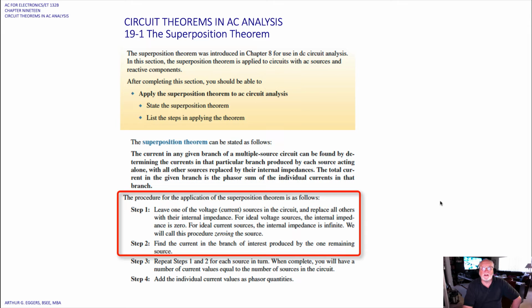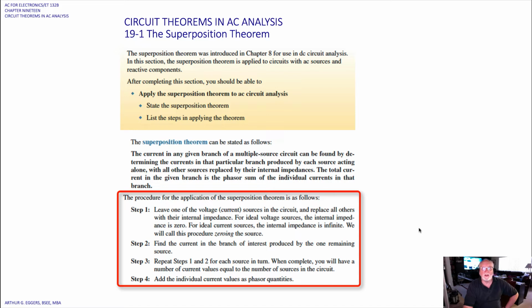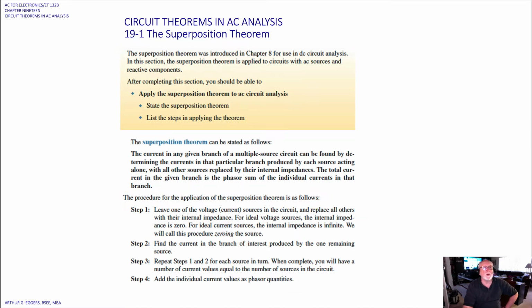Find the current in the branch of interest produced by the one remaining source. Repeat steps 1 and 2 for each of the sources in turn. When complete, you will have a number of current values equal to the number of sources in the circuit. Add the individual current values as phasor quantities.